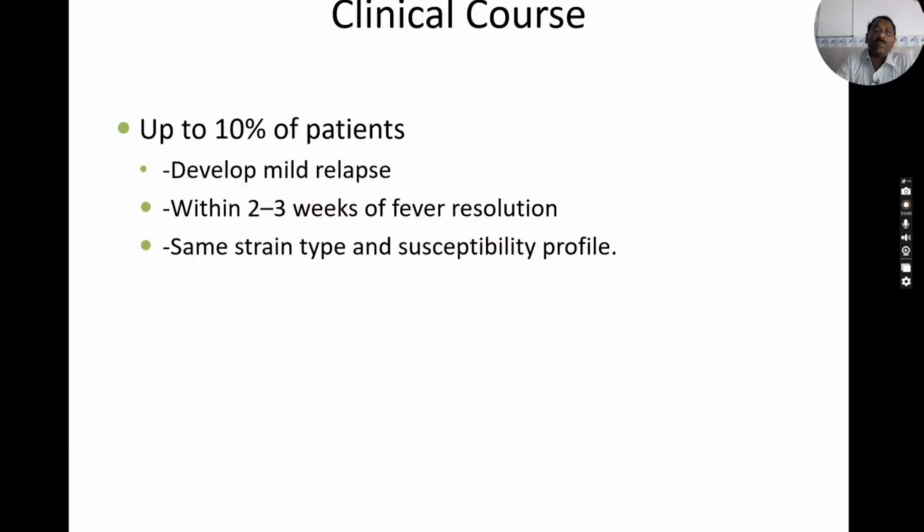Up to 10% of the patients develop a mild relapse within 2 to 3 weeks of the fever resolution. Sometimes we often see the same fellow coming again with a recurrence of the fever. So up to 10% of the patients of typhoid fever develop a mild relapse, with the same strain type or susceptibility profile.